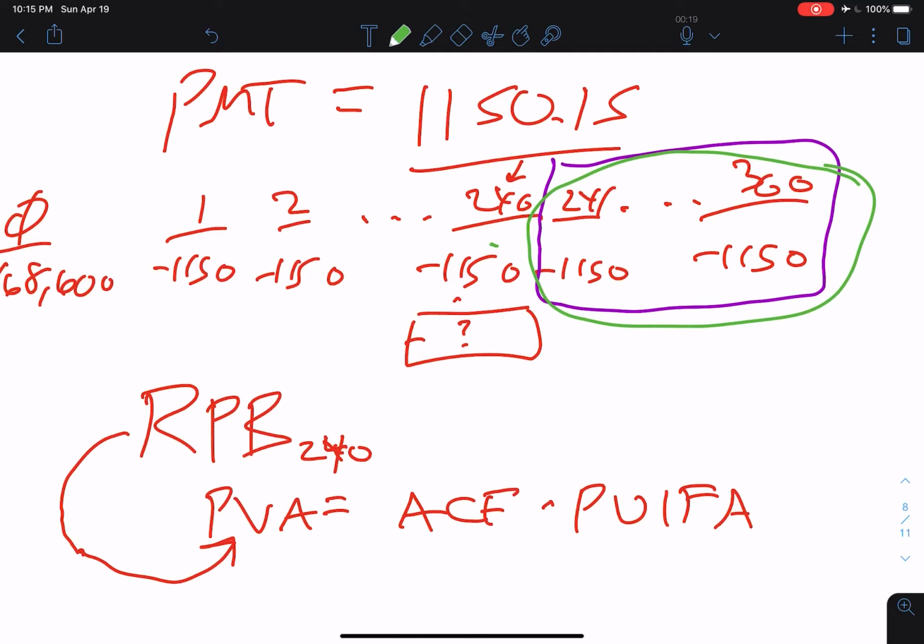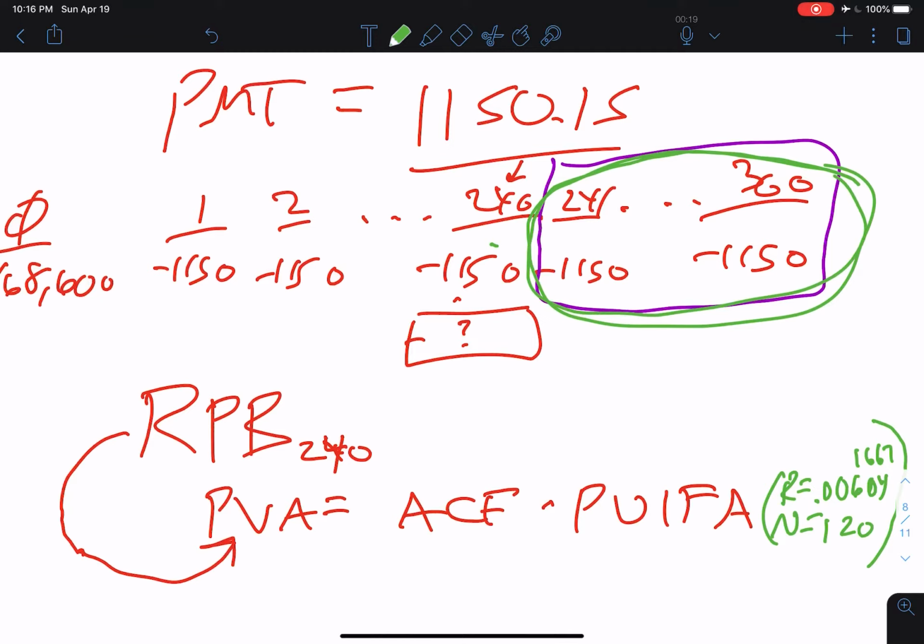So that remaining principal balance at date 240, right after we make this payment, is the present value of the annuity relevant here. The annuity cash flow, we already know that. That's the 1150.15. And then this PVIFA is the one that will have an R value of 0.006041667. And the N value, of course, is 120. Why 120? Well, because we've paid 240 payments. We've got 120 more to go.